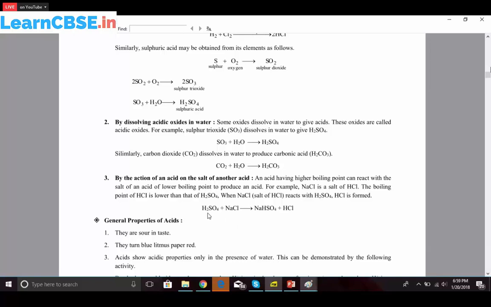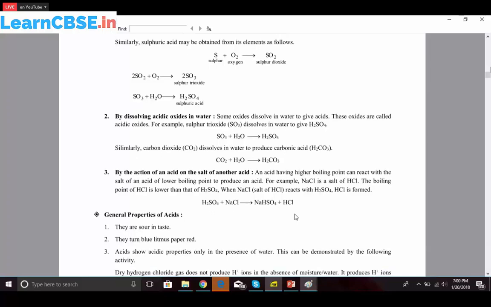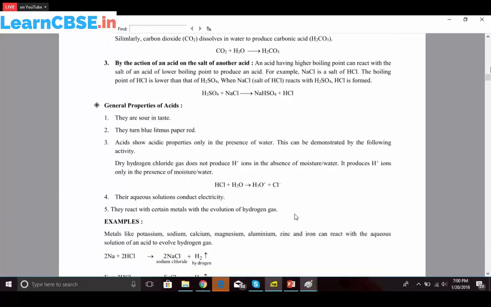One of the hydrogens from the acid, because that acid is a proton donor, and proton is nothing but H plus. So the H plus from the sulfuric acid moves over here, and the Na will go and join over here. So we get sodium hydrogen sulfate plus HCl. This is another method to prepare the acid.